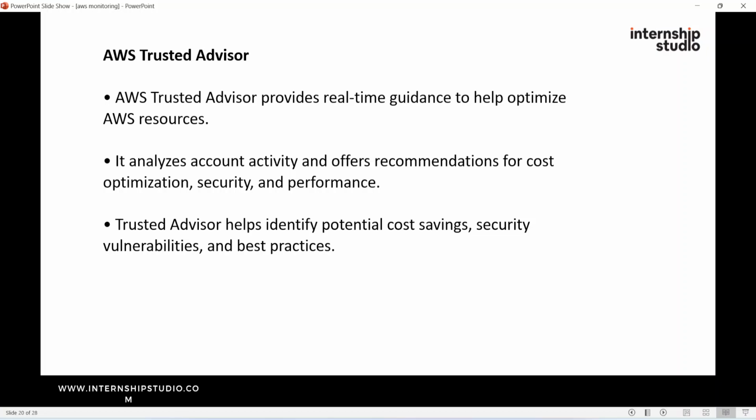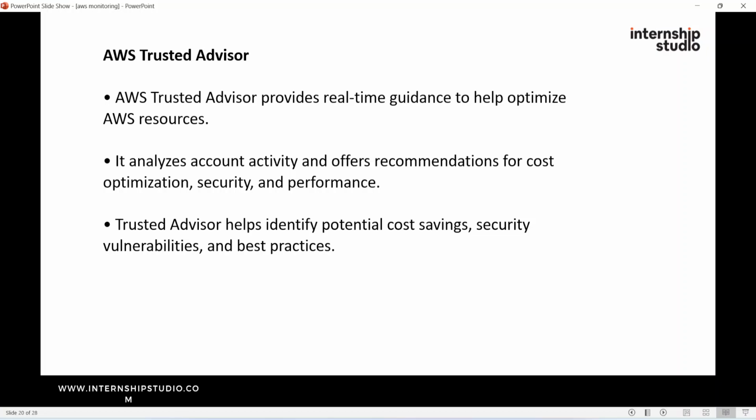Next we have AWS Trusted Advisor. AWS Trusted Advisor provides real-time guidance to help optimize AWS resources. It analyzes account activity and offers recommendations for cost optimization, security and performance. Trusted Advisor helps identify potential cost savings, security vulnerabilities and best practices. All in all, we can say it acts as a cloud optimization and best practices expert. Think of it as your virtual assistant.